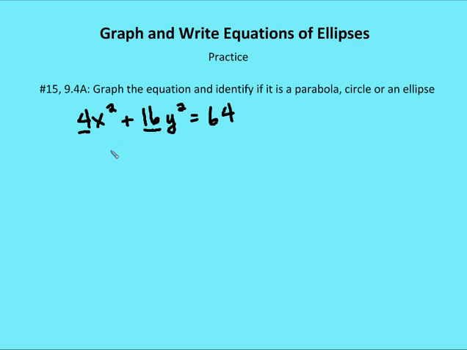We also know it's not a parabola because the parabola, remember, has one variable that doesn't have a squared unit and the other value that does. So in this case we have both variables that are squared, so it cannot be a parabola. So it must be an ellipse.